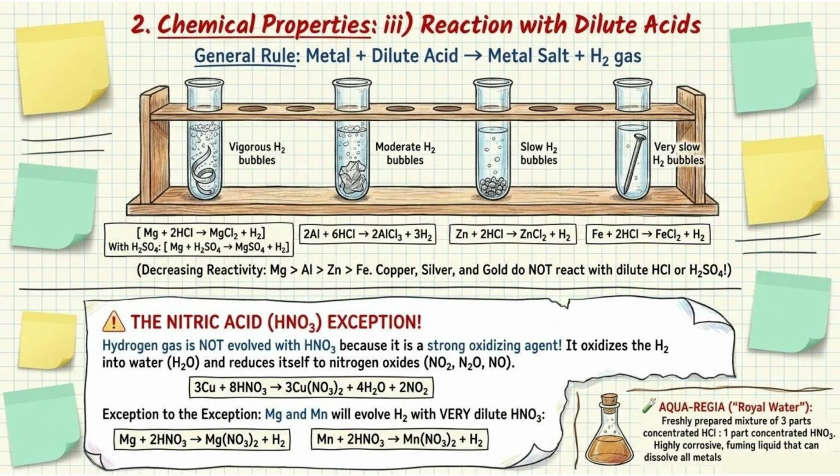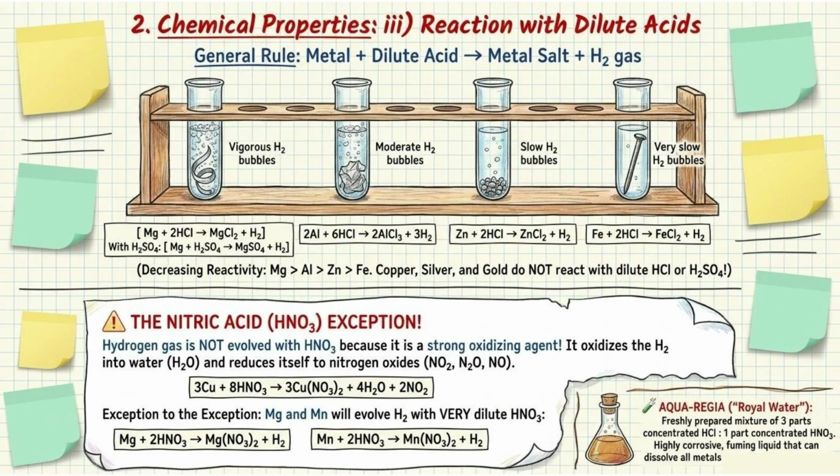The equation is Mg plus 2HCl yields magnesium chloride, MgCl2, plus H2. And if we use sulfuric acid instead, it would be Mg plus H2SO4 yielding magnesium sulfate, MgSO4, plus H2. Now, in the next tube, aluminium produces moderate bubbles. 2Al plus 6HCl yields 2AlCl3 plus 3H2.